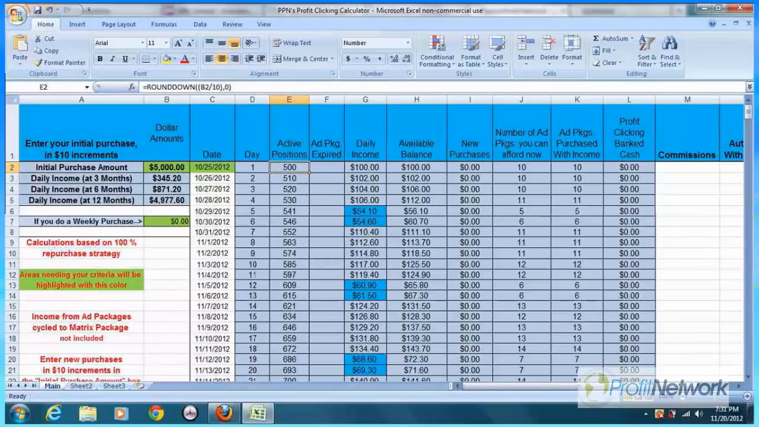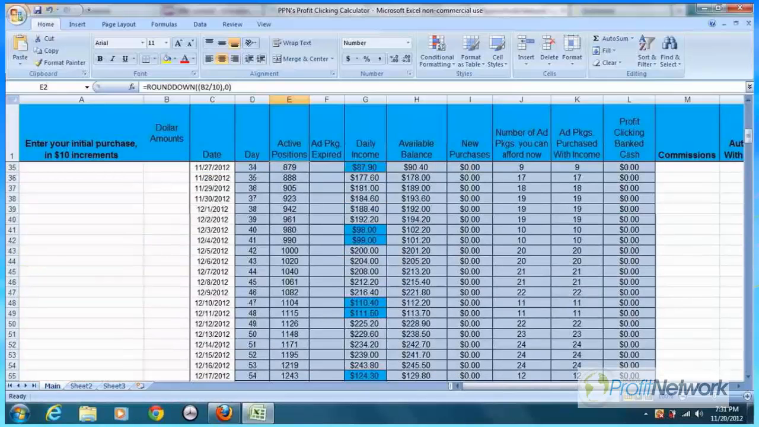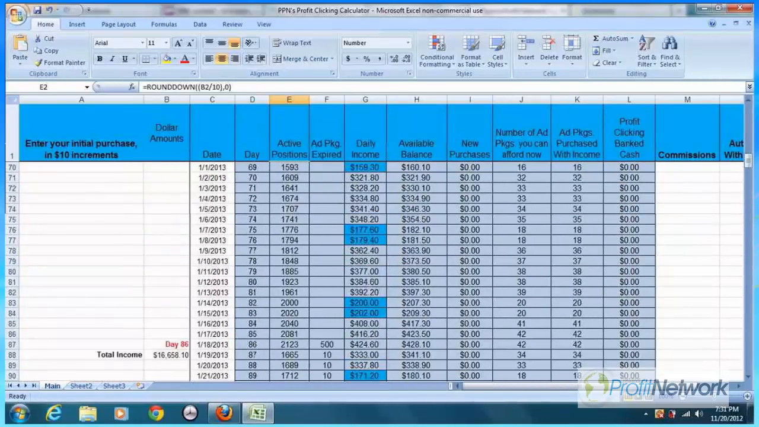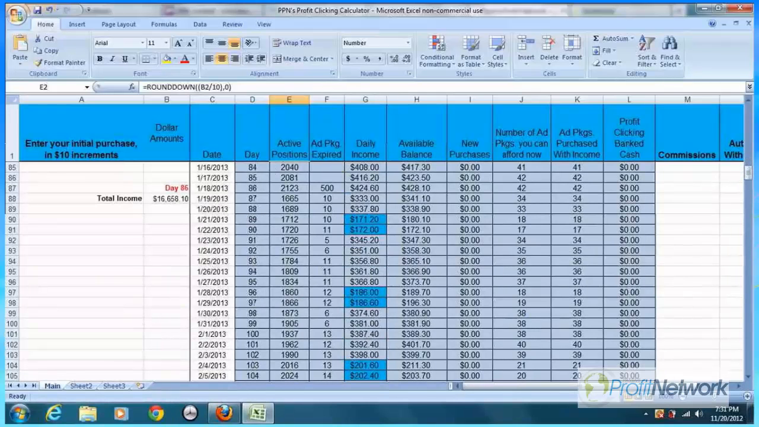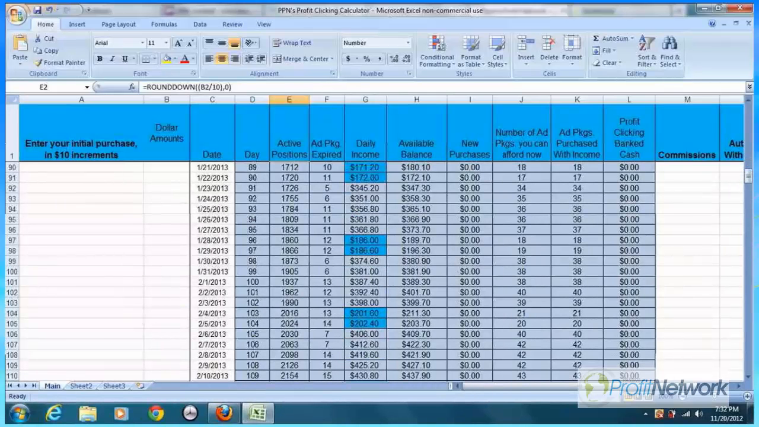So we're going to go down all the way to February the 2nd, right? So we've got February the 2nd right here. This is based off of automatic repurchase of 100% up until February the 2nd, right? So we have a daily income of $392.40, so I'm just going to put that in right here. 392, rounded, on February the 2nd.